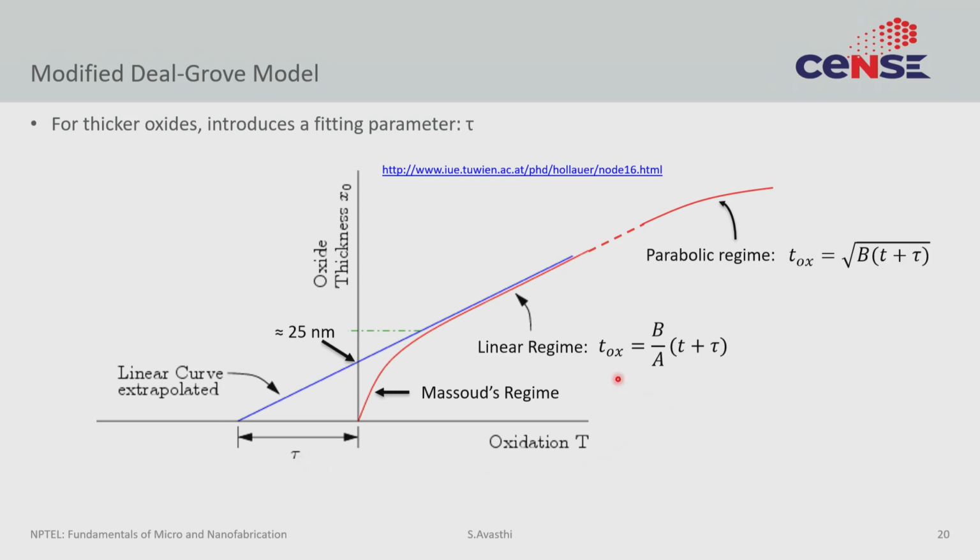So, instead of having Tox equal to B by A into T, which is what the simple Deal-Grove model predicts, you can simply do B by A into T plus tau, where tau is simply a fitting parameter. And using this fitting parameter, you can then accurately get the oxide thickness for all thicknesses above this green line. So, above this green line, the blue and the red are virtually the same. This is what a lot of the simple oxide growth models use to predict the thickness.